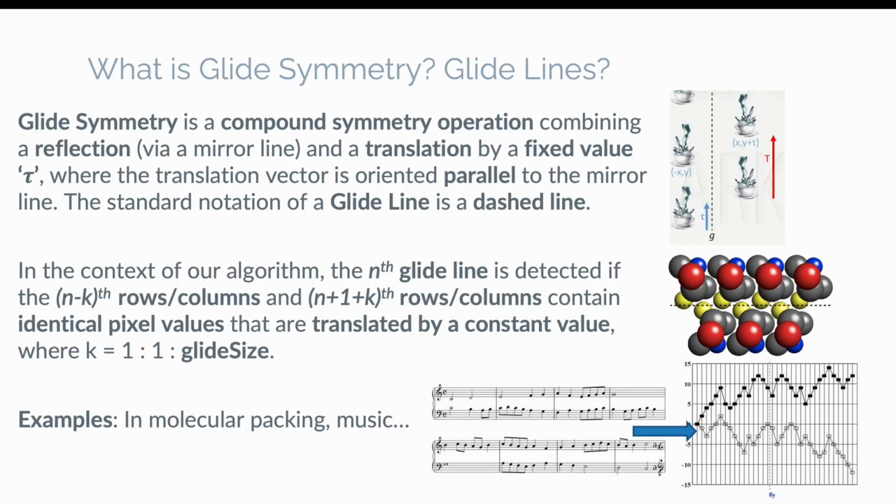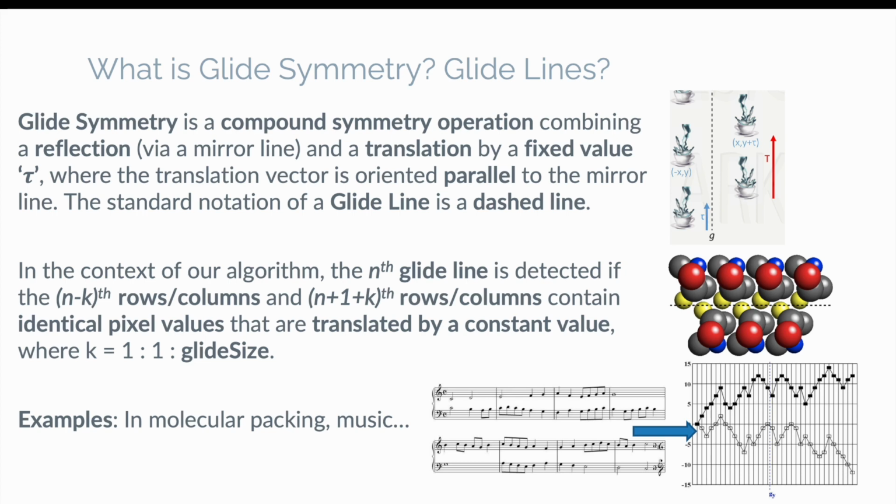So what is glide symmetry and what are glide lines? Glide symmetry is a compound symmetry operation combining a reflection and a translation by a fixed value, usually denoted by the Greek letter tau. Translational vectors are oriented parallel to the mirror line. The standard notation for glide lines is a dashed line, while for mirror lines it's a solid line.